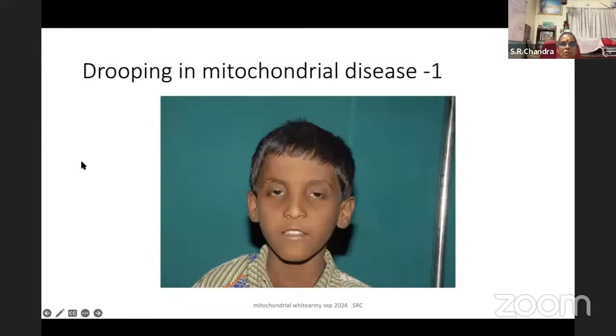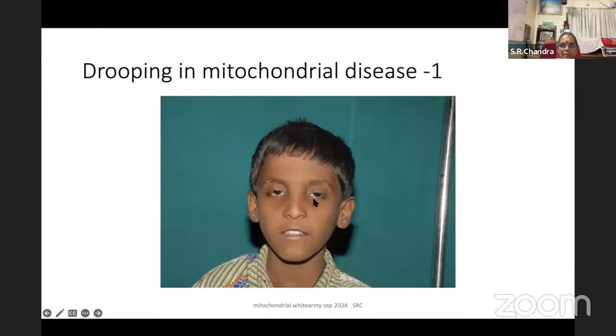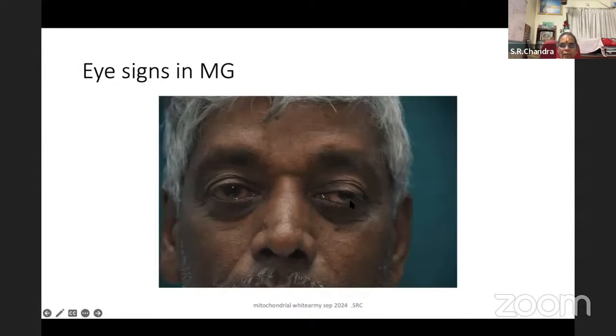So this is one of our children. This is the drooping in mitochondrial disease. You can see the drooping. This is progressive external ophthalmoplegia syndrome, symmetrical, and they don't have any fatigability. Whereas this is myasthenia. You can see the asymmetry. This is symmetrical. This is asymmetrical. Left is more ptotic than the right side.